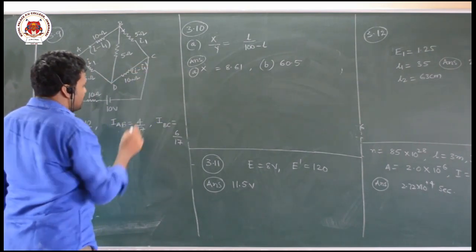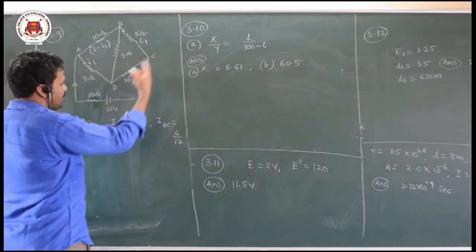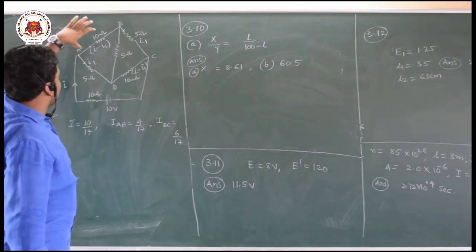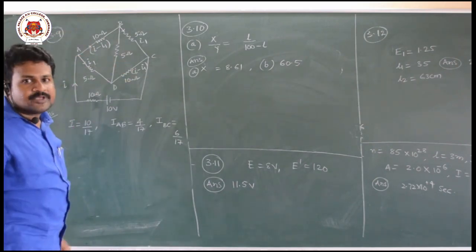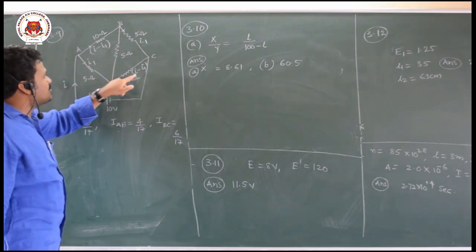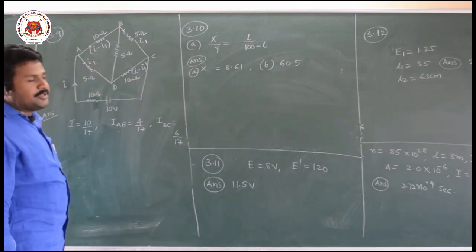Even if you observe the answers, the current flowing in AB is the same current you get in DC. You can check in your textbook also. What current you get here, the same current you will get here. So based on symmetry, I have written I minus I1 here and I minus I1 here. So this is I1, and this is also I1.